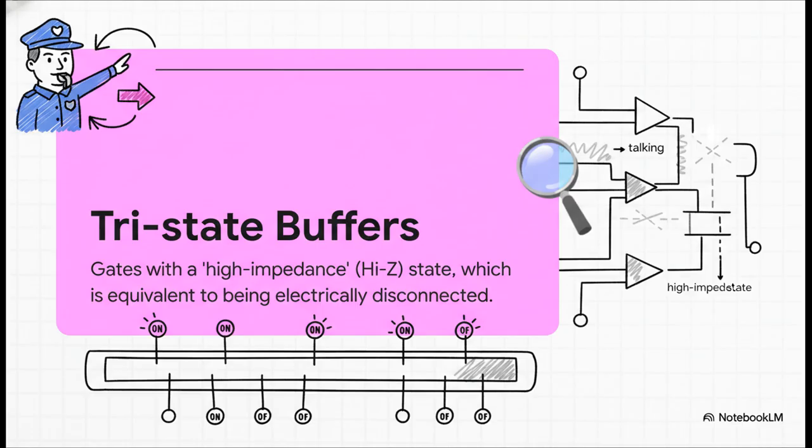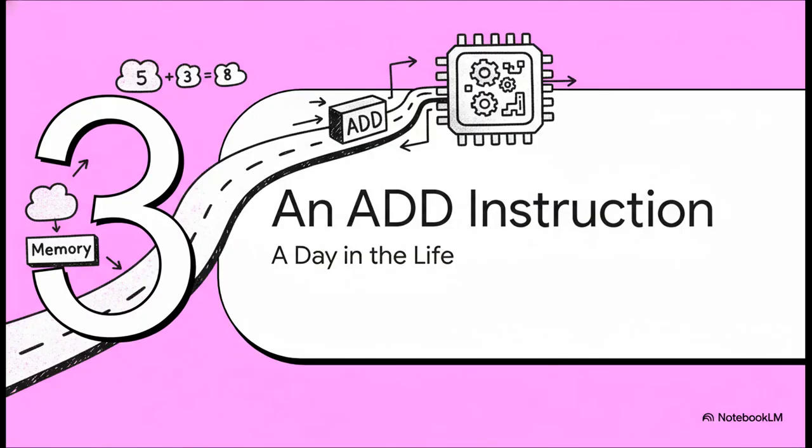The best way to think about it is as a gate that has an off switch. Our control unit acts like a traffic cop, making sure that at any given nanosecond, only one component has the green light to talk to the bus. All the others are told to go into this high impedance state, which is basically like they've been electrically unplugged, making them invisible to the rest of the circuit. No collisions, no problem.